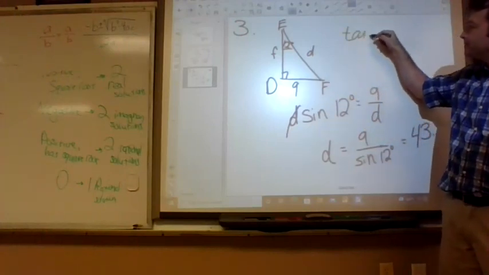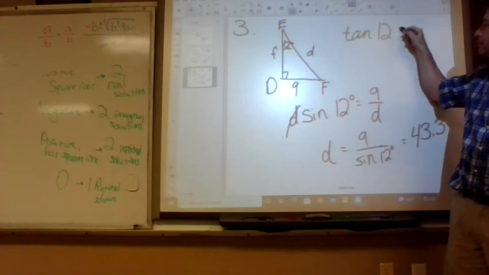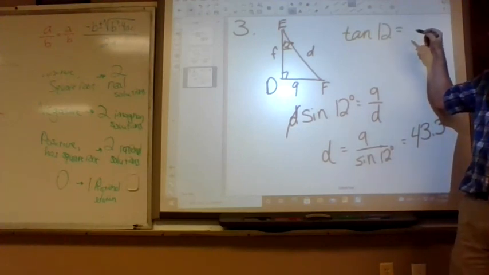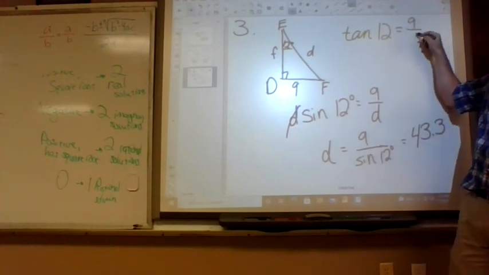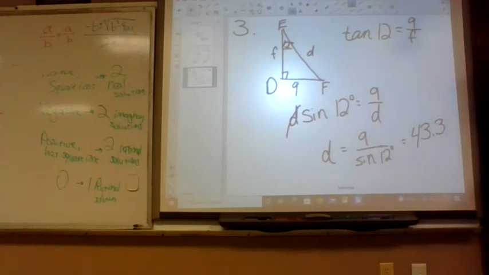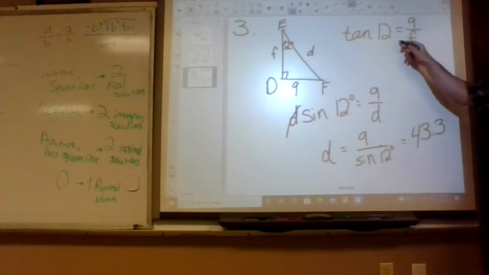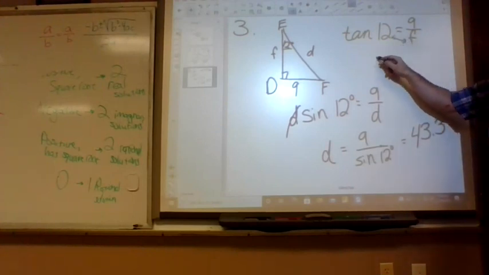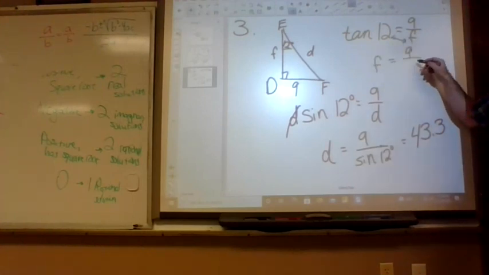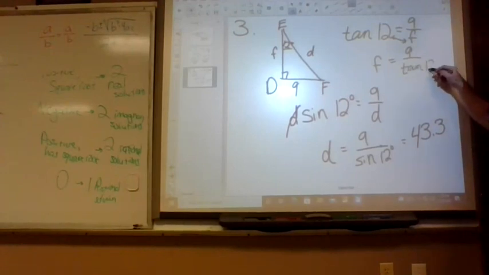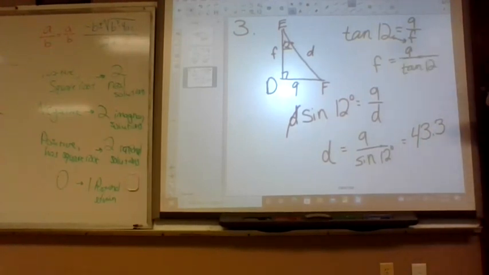Tangent of 12 equals 9 over F. Right. Tangent equals opposite over adjacent. And if F is on the bottom, these two switch places. So F equals 9 divided by tangent of 12. I would just plug it all in at once: 9 divided by tangent of 12.